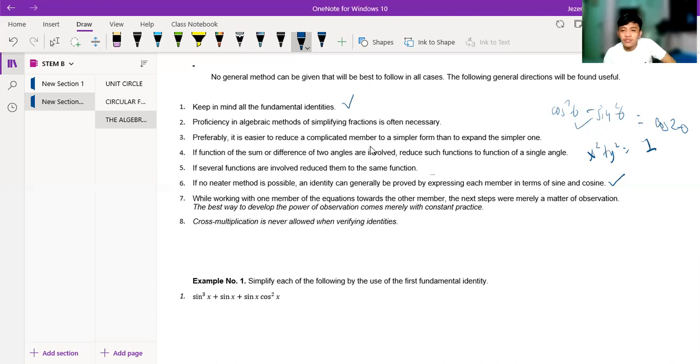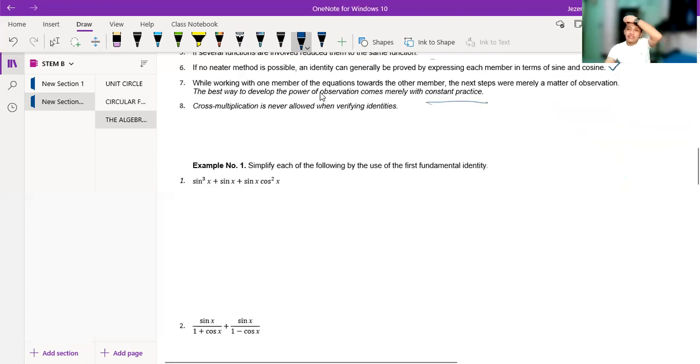While working with one member of the equation toward the other member, the next step is primarily a matter of observation. So, just observe how you will bring it to the other part. The best way to develop the power of observation comes merely with constant practice. So, constant practice is the only solution. Practice is the key. Okay? So, cross multiplication is never allowed when verifying identities. That means we will not touch both sides. We will touch only one. Okay? But we will do proving later.